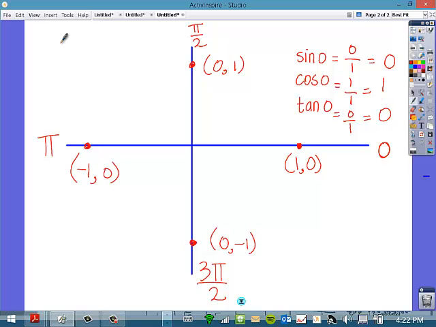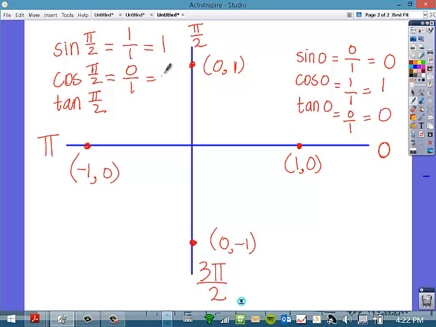All right, next one. Sine of pi over 2, cosine of pi over 2, tangent of pi over 2. Sine is y over r, so y is 1, and r is 1, so sine of pi over 2 is 1. Cosine is x over r, so 0 over 1, which is 0. And tangent of pi over 2 is 1 over 0, which you can never have 0 in your denominator, so this is undefined.